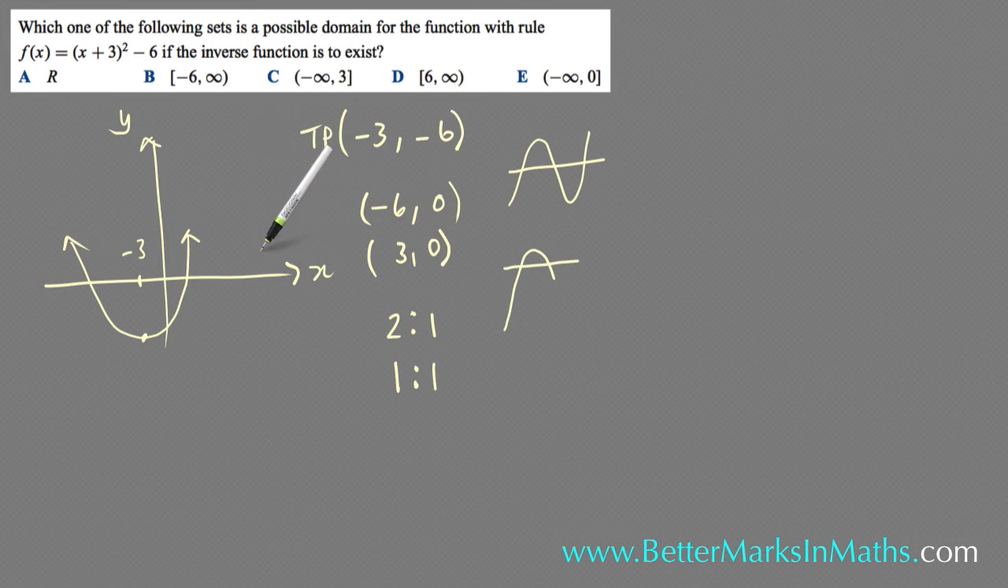This is not a lot of working out. It's really just looking at the graph and checking out each of the domains carefully to see which one actually makes the graph one-to-one. And it's a typical end of year exam question too.